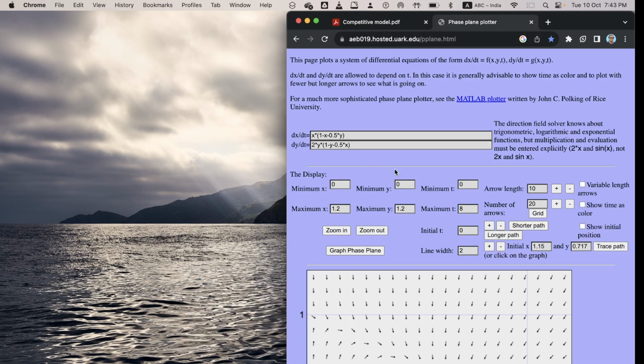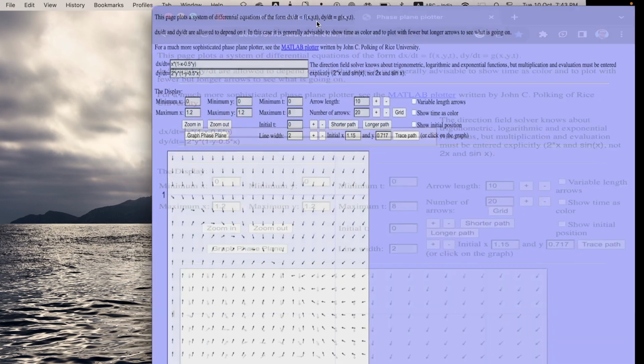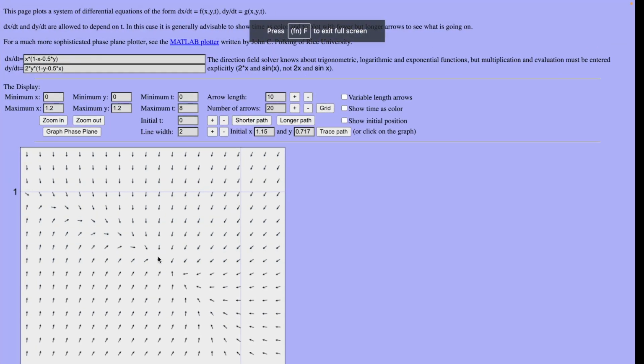Now we draw the phase portrait for this. Here dx/dt equals x(1 minus x minus alpha y), where alpha is less than 1, and dy/dt equals rho_2 y(1 minus y minus beta x), where beta is less than 1. So alpha is less than 1, beta is less than 1. This is the figure for case 1.